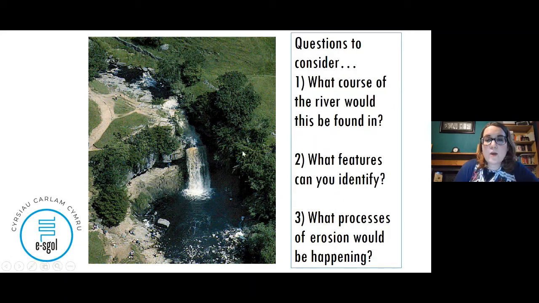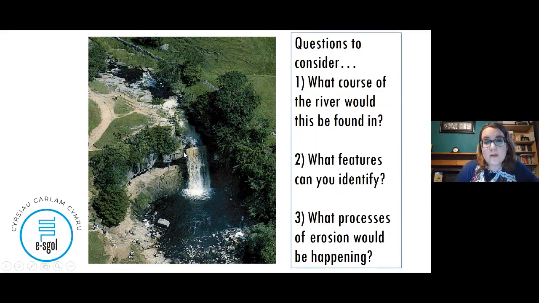Okay, so starting with question 1, what course of the river would this be found in? Because we've got a waterfall, that would be in the upper course of the river. Now, some of the features that you could identify in this picture, you could identify that we've got our more resistant rock with our less resistant rock underneath it, okay, because we know that we need to have those layers of rock in order to have the formation of a waterfall.